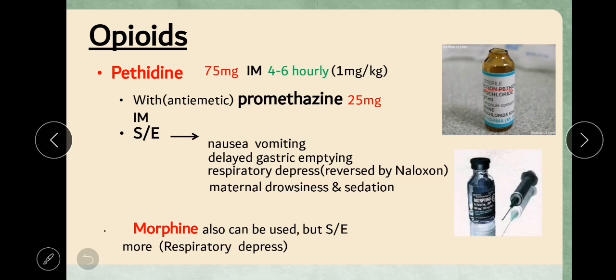Next is opioids. Pethidine 75 mg IM every 4 to 6 hours or 1 mg per kg, with an antiemetic such as promethazine 25 mg IM. Side effects are nausea, vomiting, delayed gastric emptying, respiratory distress reversed by naloxone, maternal drowsiness, and sedation. Morphine also can be used, but with more side effects, especially respiratory distress. This is the picture.